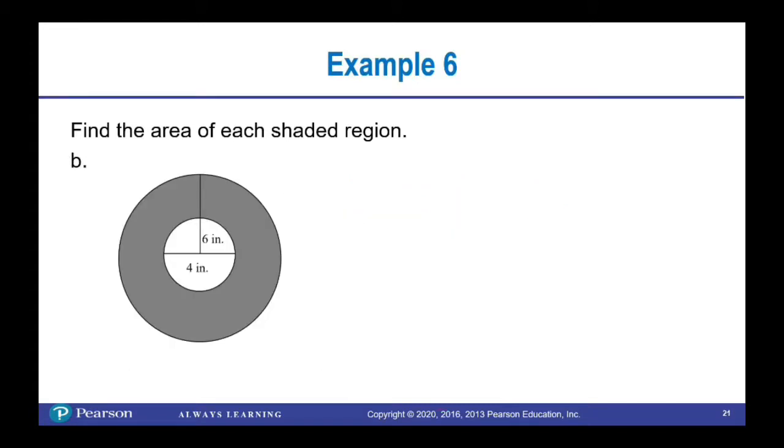Now look at part B. Again, we're asked to find the area of the shaded region. So I start with the area of the big circle, and I subtract out the area of the little circle. Notice again that I'm using capital letters to represent the radius of my big circle, and a lowercase letter to represent the radius of my little circle. The radius of the big circle is 6 inches.